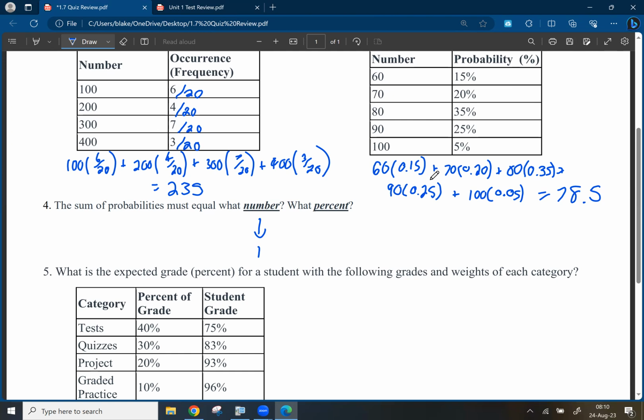In a sense, and this is a good example if you look over number 3, my probabilities are in decimal form. If I were to add these decimal form probabilities together, like 0.15, 0.2, 0.35, 0.25, and 0.05, if I add just those decimals together, those probabilities, they would come out to equal exactly 1.